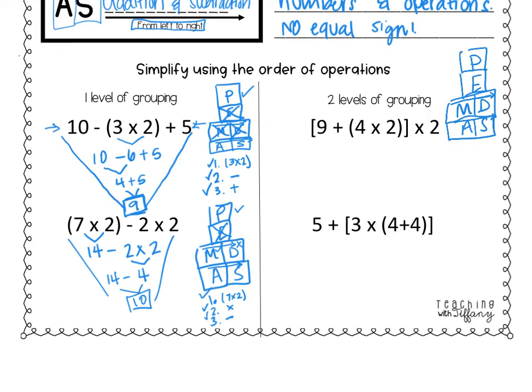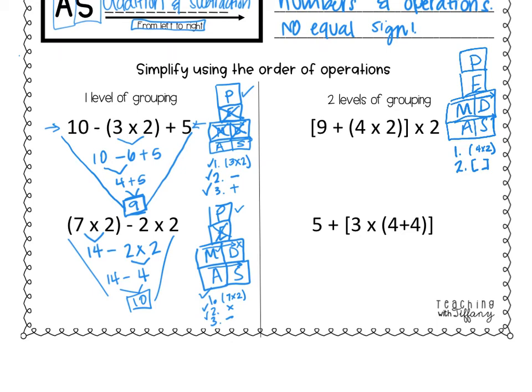So the very first thing we check for are parentheses. Do we have any parentheses? Yes, we have 4 times 2. Our parentheses always shout, solve me first. So we have 4 times 2. Our parentheses also include brackets. Do we have any brackets in this equation? Yes, so we're going to need to solve our brackets. And in that bracket we have 9 plus 4 times 2.